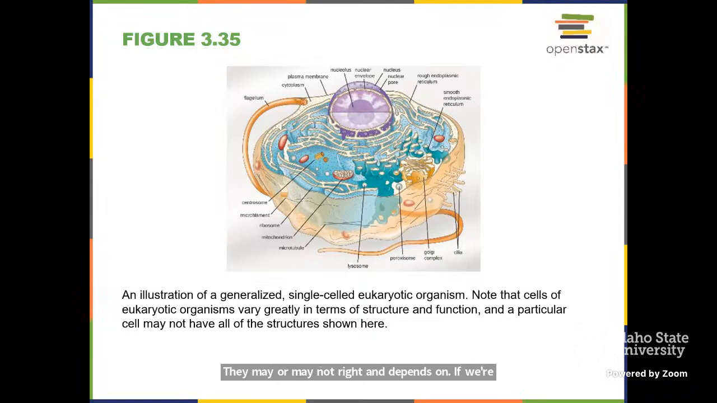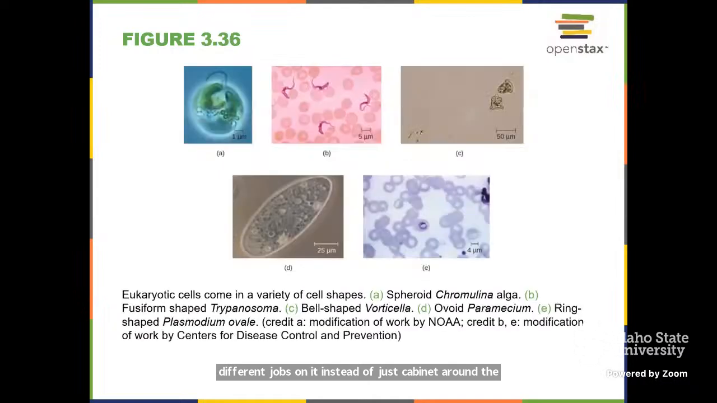Here's a single-celled eukaryote, a flagellate, all right? With its plasma membrane, no cell walls with these guys, right? And lots and lots of organelles on the inside, endomembrane system pushing plasma membrane to the inside and doing different jobs on it instead of just having it around the periphery, right? It's really kind of the idea with the endomembrane. So there's all sorts of different types of eukaryotic cells.